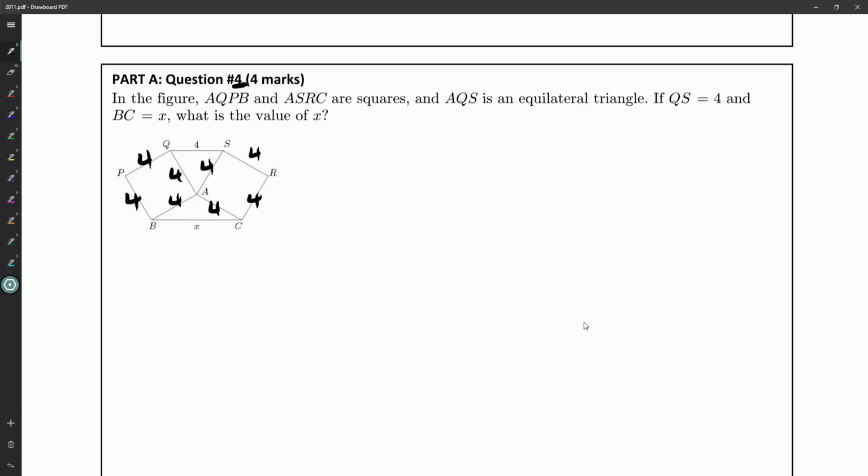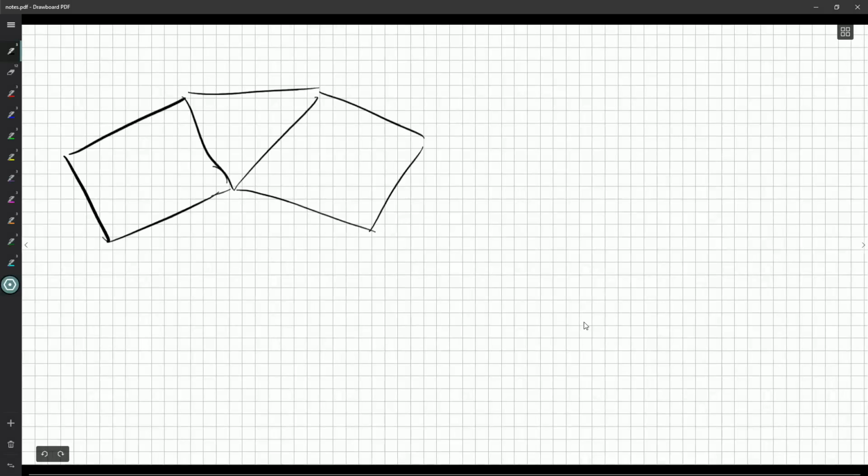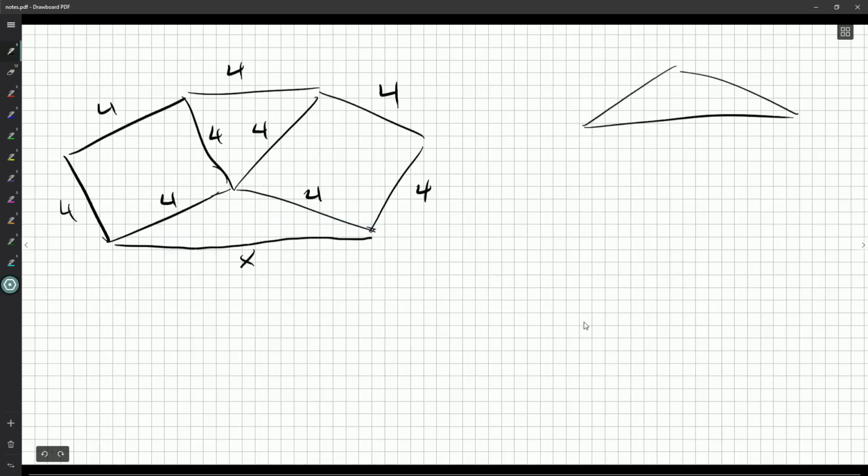Okay. So that's kind of interesting. So let's draw a bigger picture. So we've got all these 4s here. We've got this triangle down here. We know it's 4, 4, and X. Now, where can we go from here? Well, this triangle down here is sort of the key. It's a 4, 4, X triangle.